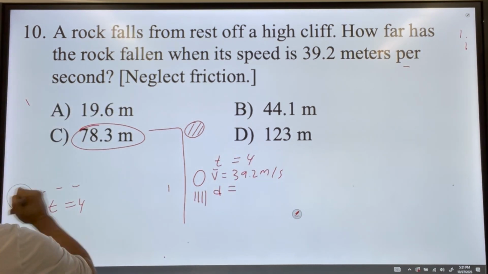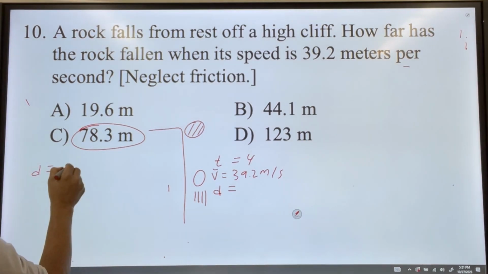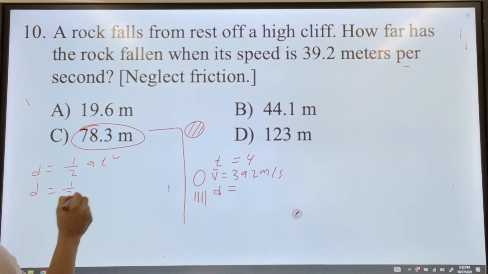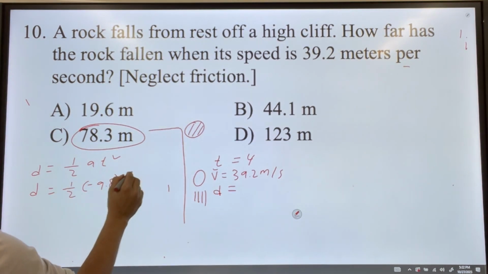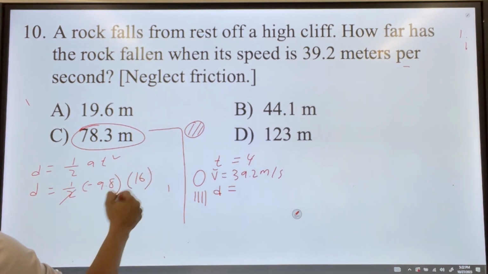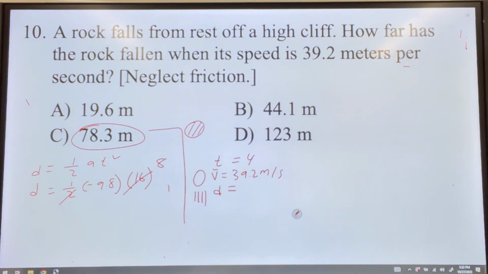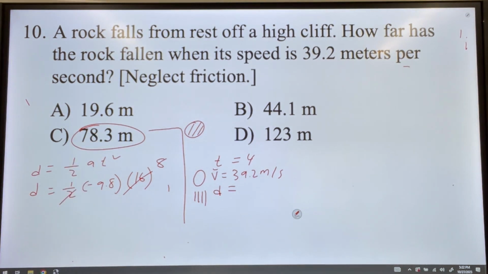Excellent. Now d has to be what? d has to be half At squared. So d is half, negative 9.8, and t squared is 16. So 16 times half is 8, and 8 times 9.8 is actually 78.4. Okay, excellent. So we got 78.4.